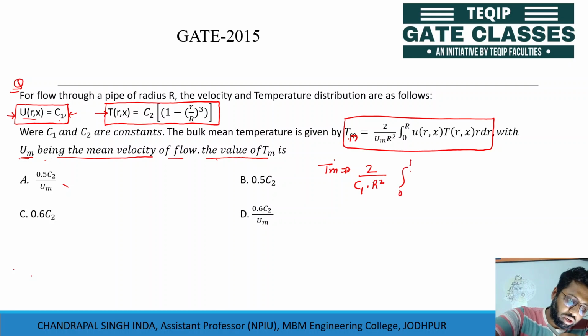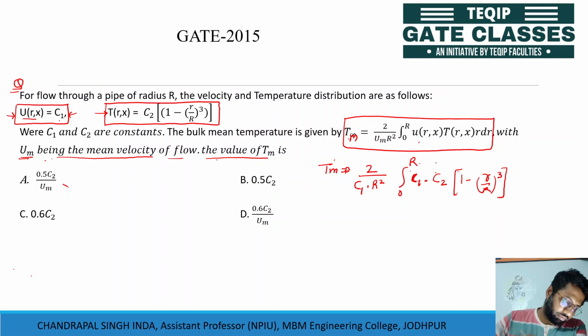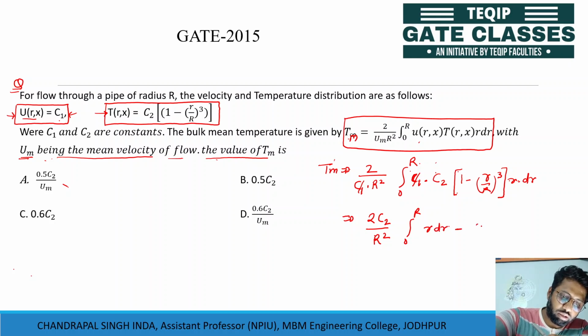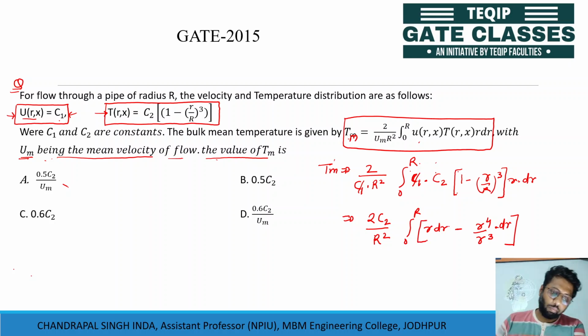integral 0 to r, u(r) equal to C1, multiplied by T equal to C2 multiplied by 1 minus r by R to the power 3, r dr. So this C1 and C1 are going to cancel out, and we will have 2 C2 by R square, integral 0 to R, r dr minus r to the power 4 by R cube dr. Yes, sorry, this is capital R cube.